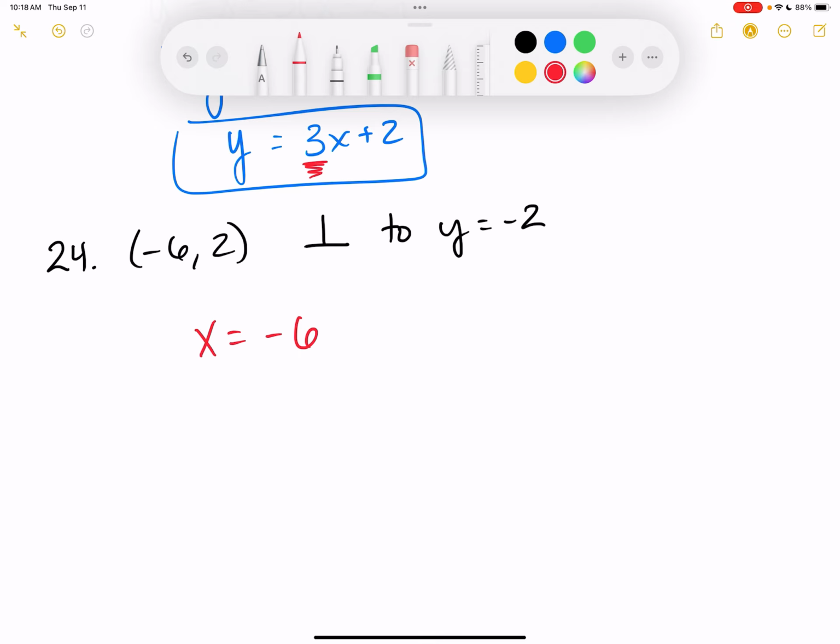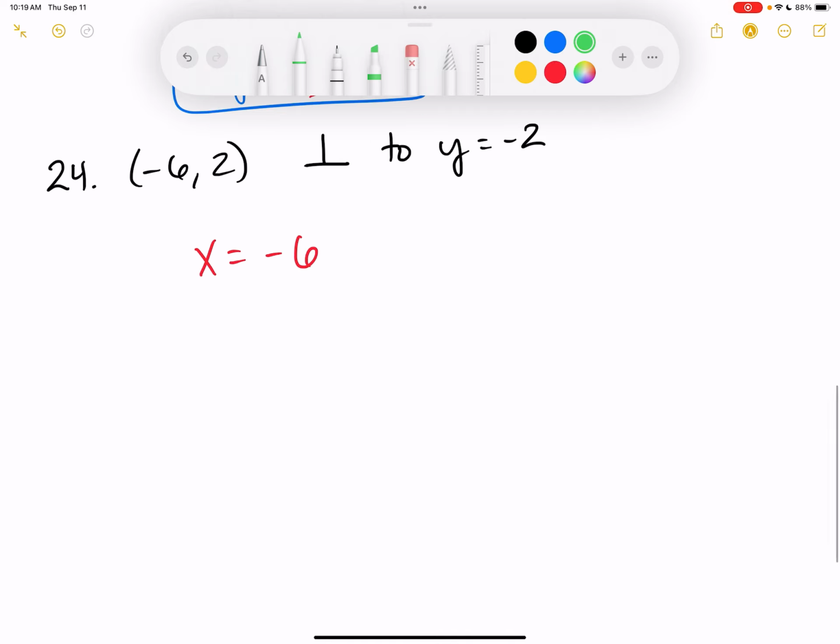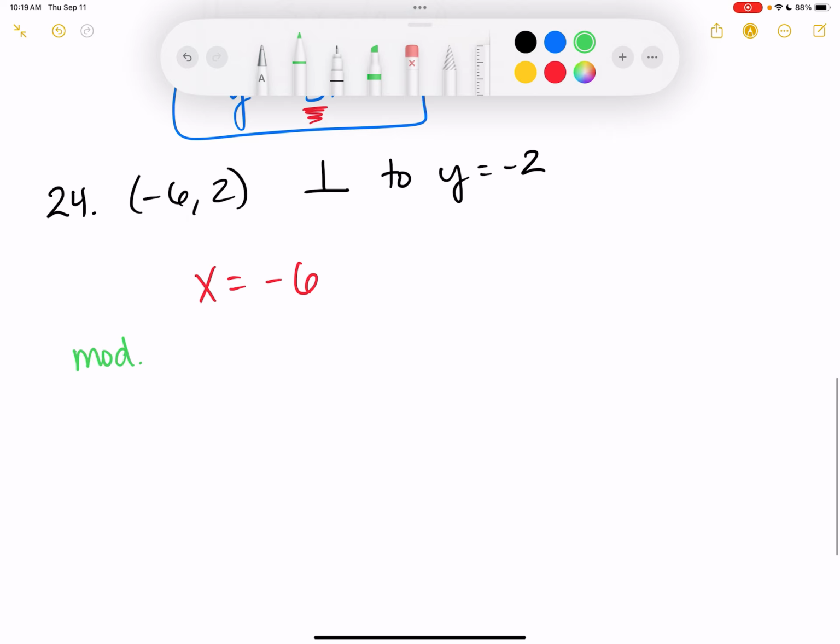Okay? Now, I'm going to modify this so we can actually do it with a different version. So I'm going to keep the same point, negative 6, 2, perpendicular to y equals negative 3x minus 2. All right, so the slope of this is negative 3. So what is the slope of my perpendicular line then?